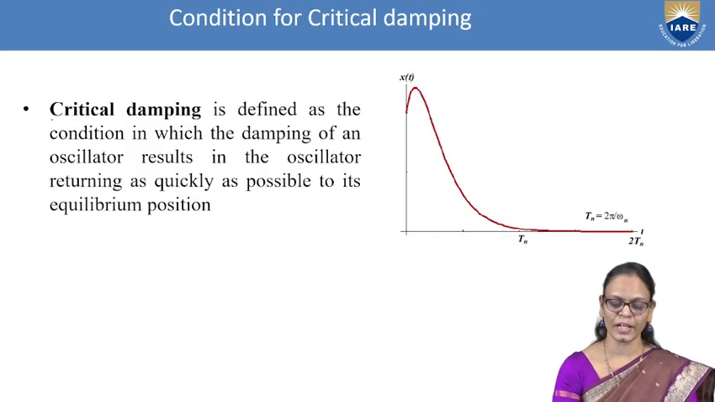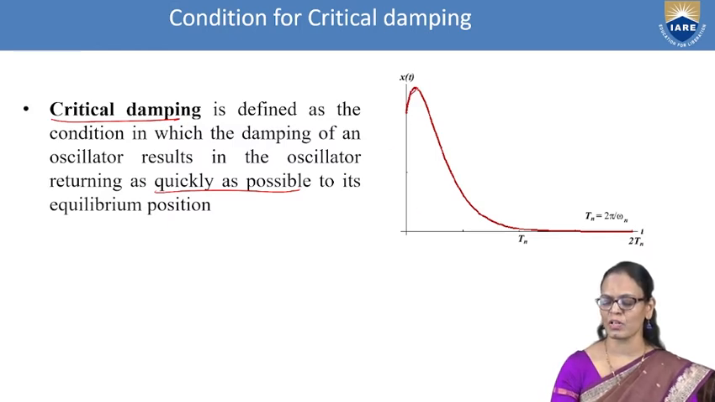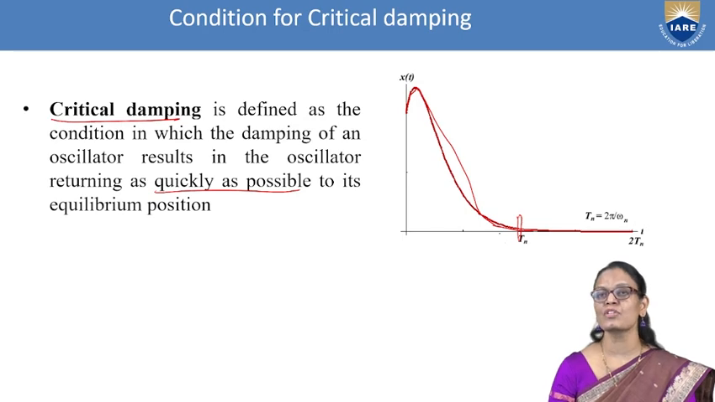Now coming to critical damping, what is the graph? It is damping in which there are no oscillations and the system will quickly come to rest. So here you see it's not oscillating but coming to rest very fast. Within a very short time it is coming to rest.